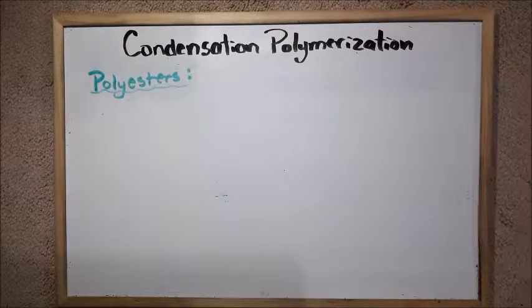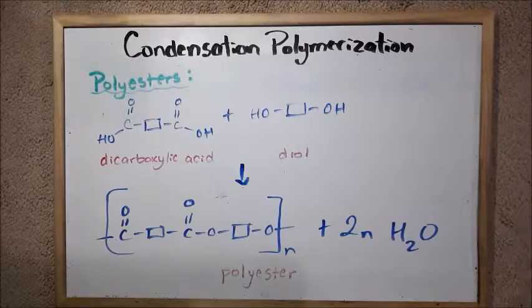So condensation polymerization is a reaction in which two or more monomers react to form a larger polymer and release water in the process. The types of condensation polymerization reactions include polyamides, polyacetals, and polyesters. Today we will be focusing on polyesters and polyamides.